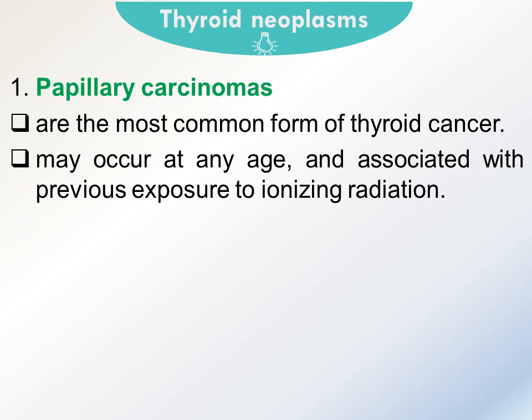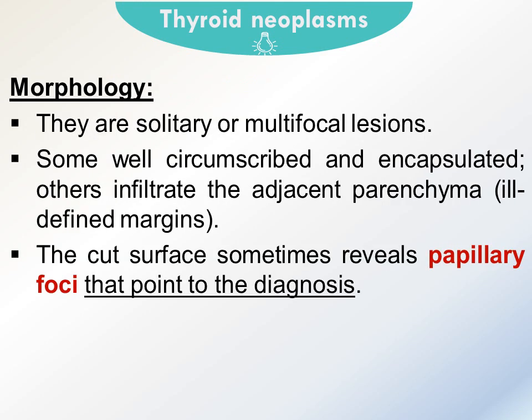The first subtype of thyroid carcinoma is called papillary carcinoma, and as I said, it is the most common form of thyroid cancer. These tumors may occur at any age and are associated with previous exposure to ionizing radiation. For the morphology, they are solitary or multifocal lesions. Some tumors may be well circumscribed and encapsulated. Others infiltrate the adjacent parenchyma and have ill-defined margins. The cut surface sometimes reveals papillary foci that point to the diagnosis.